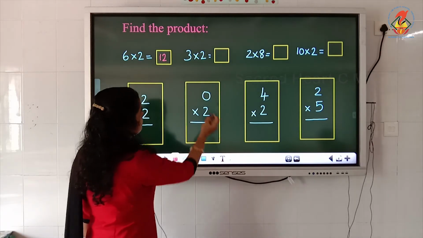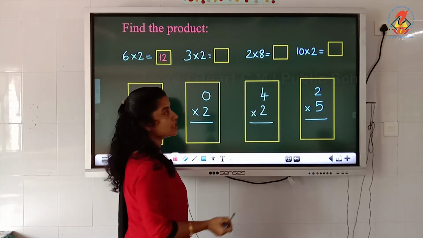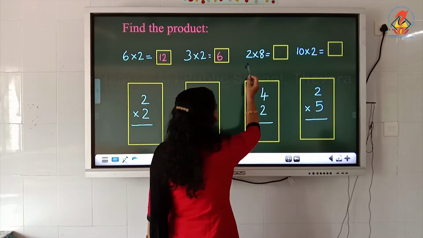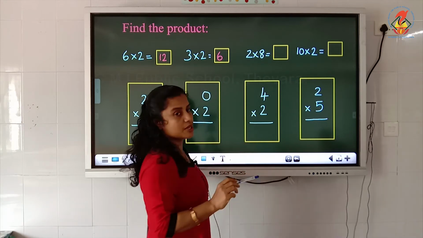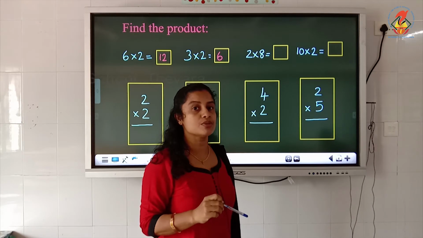What is the next question? 3 times 2. What is 3 times 2? 3 times 2 is equal to 6. Next question is 2 times 8. So you know the table of 8 times 2. What is 8 times 2? 8 times 2 is equal to 16.